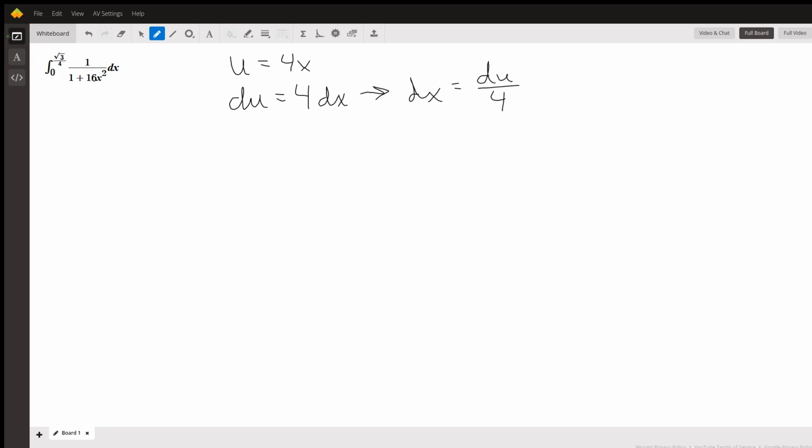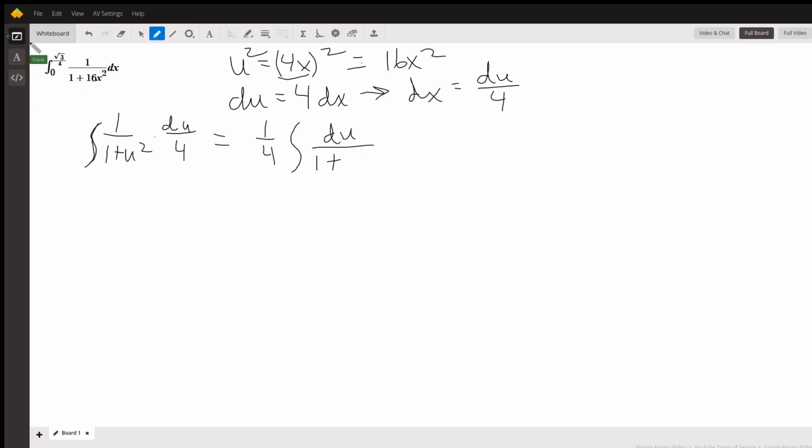So now I'll rewrite this, and I'm going to reevaluate those limits of integration. This is going to be 1 over 1 plus u squared, because look, 4x squared, if I square that, comes out to 16x squared. So 16x squared is just u squared. So 1 over 1 plus u squared, and then dx equals du divided by 4, so I'll put that 1/4 on the outside. This is du over 1 plus u squared.